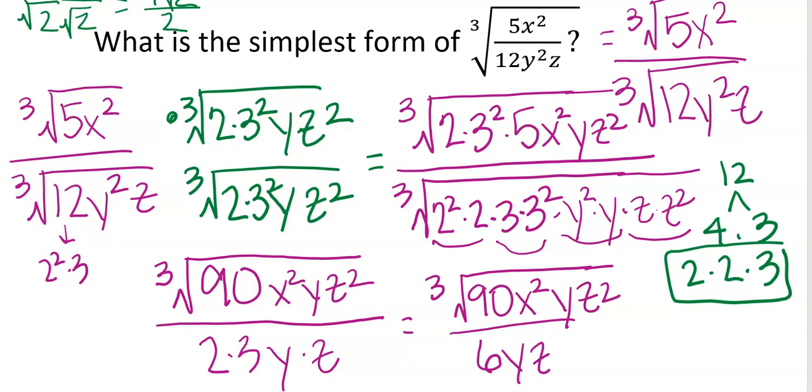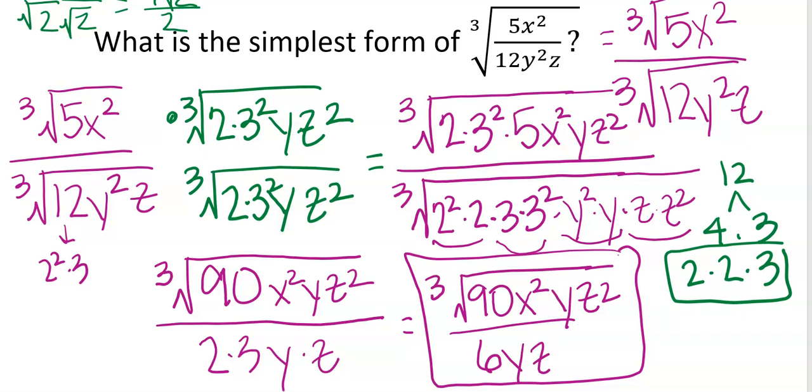Now, you might be thinking, do I have to simplify that 90? We kind of already had that simplified, didn't we? It was 2 times 3 squared times 5. Those are all prime numbers, so you wouldn't have to do it again. If it was a square root, then we could, but it's a cube root, so we can't. Still looks really ugly, but you can't do anything with it.